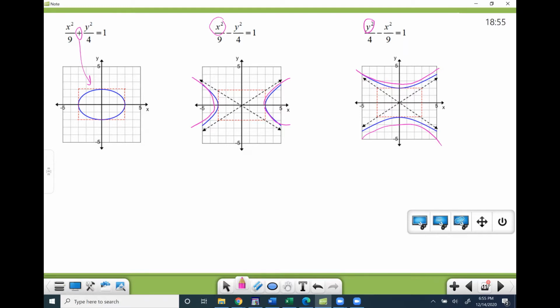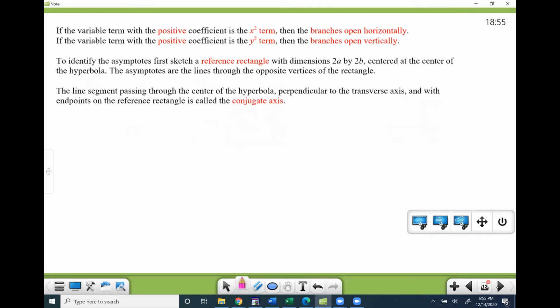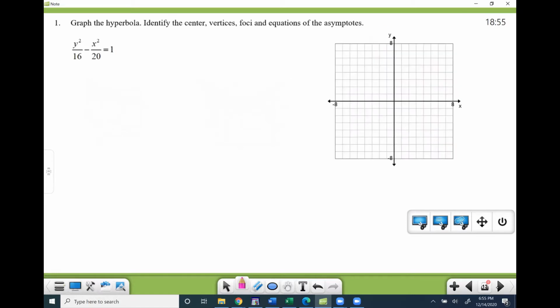Okay, so let's go in here and try some. Graph the hyperbola. Identify the center, the vertices, and so on. The first thing we notice is that since there is nothing with the x and nothing with the y, the center is just going to be 0, 0. So let's go over there. I'm going to put a dot.